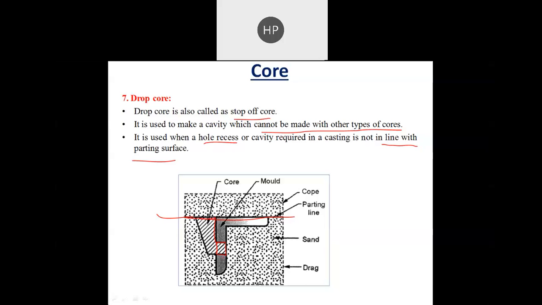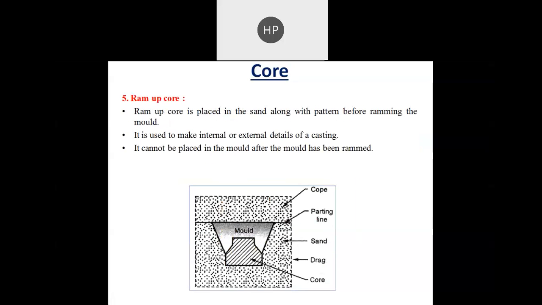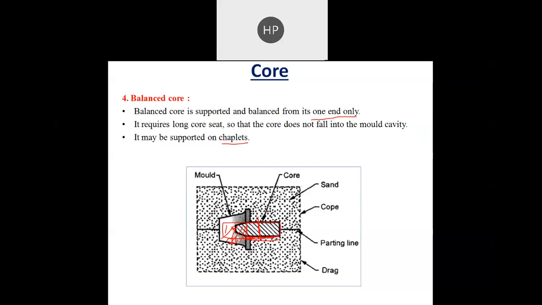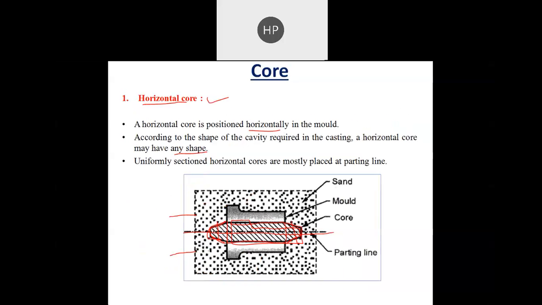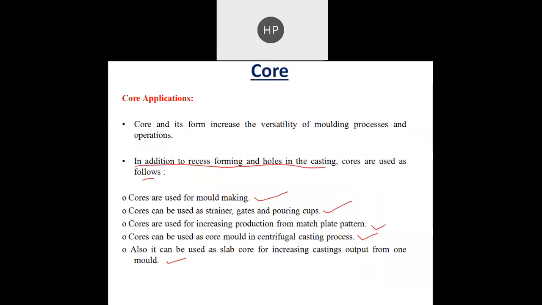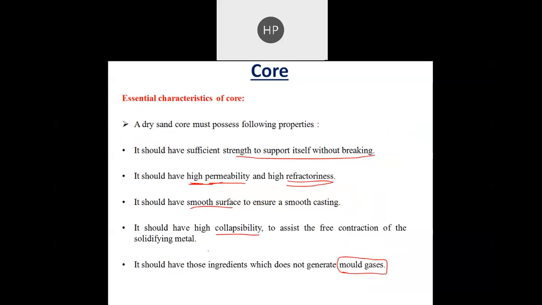because generally we apply the core from the parting line. Okay, so that's why from that parting line we put the core of that dimension in such a way that it will be exactly located at this position, and then if we fill the molten metal we have a hole generated at this particular position. Okay, so this is the example of a drop core. So these are the 7 types of core which are used in many applications of metal casting.